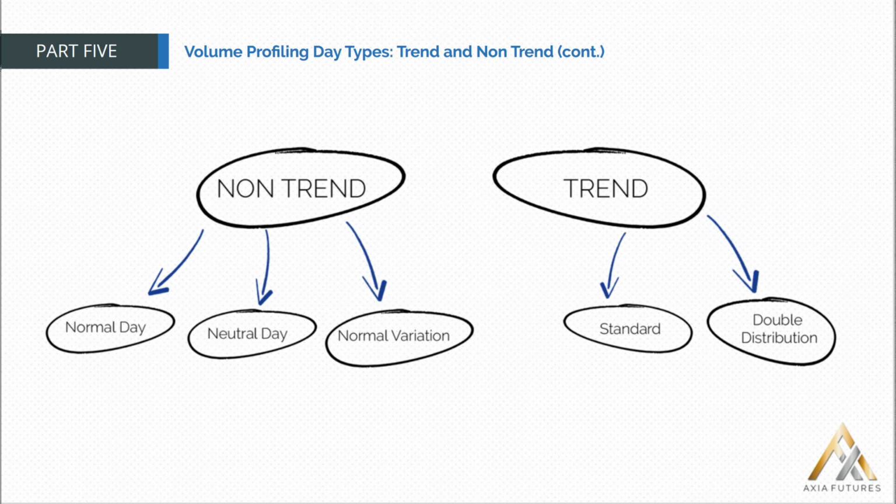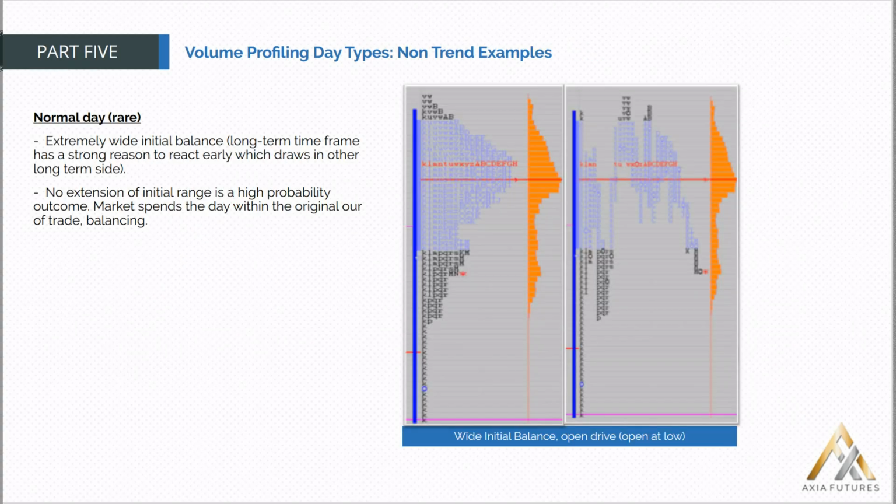So as you can see, under non-trending day types, we have a normal day, we have a neutral day, and we have a normal variation. In a trending market, we have a standard trend or a traditional trend day, and then we have a double distribution. Let's go now through each one of these day types and have a look at the characteristics and what they would look like on the volume profiles.